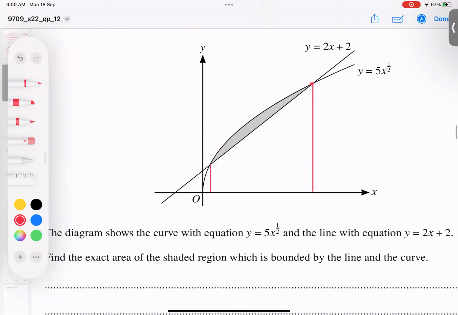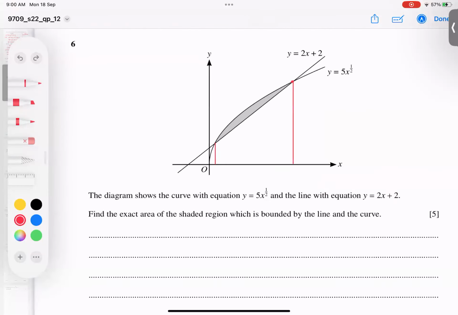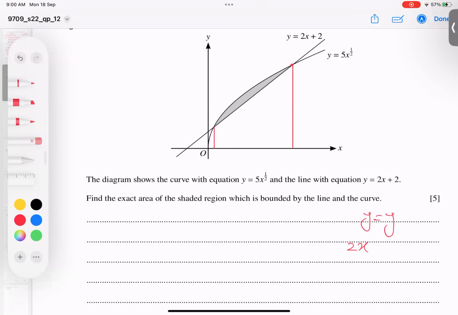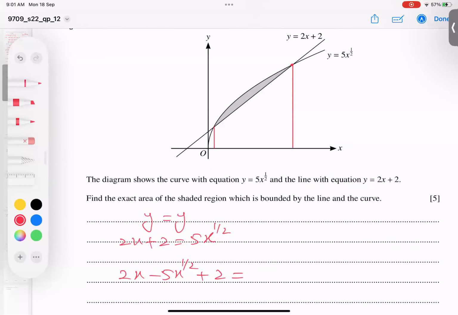The first question that comes to our mind is how to find this point of intersection. So if I put them equal to each other and solve them simultaneously, I'll get the answer. So let's try. Job number 1, I will say y equals y. I get 2x plus 2, or I think I have to try it properly here. Okay, so y equals y. And I'm saying here 2x plus 2 equal to 5x to power half. It becomes 2x minus 5x to power half plus 2 equal to 0.